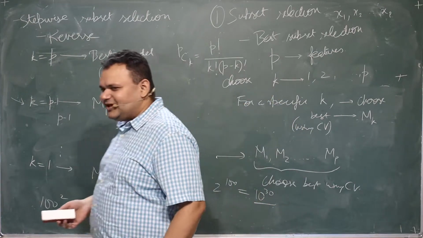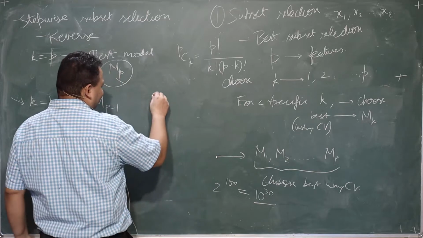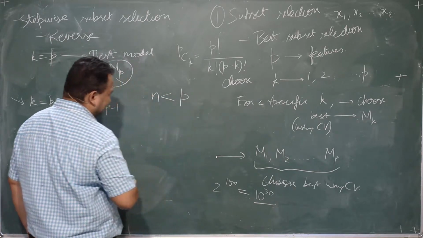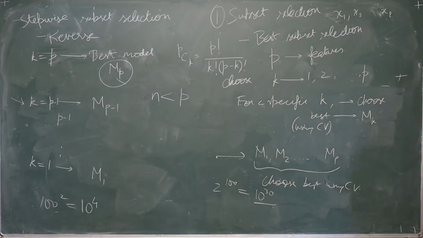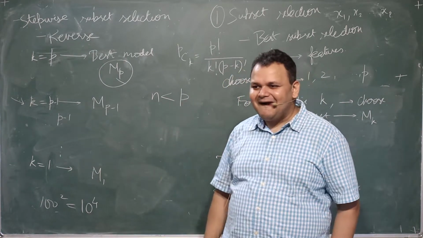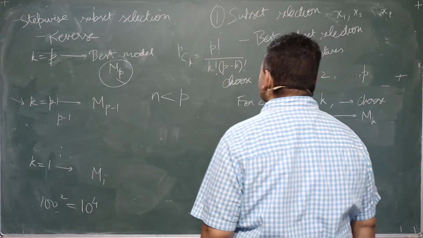डेटा सेट के साइज को देखें. Let us say we are trying to compare. So n is your data set size. Okay, if n is smaller than p, then do you see any advantage of using forward as compared to backward? If the number of data points in your data set is smaller than p, number of predictors, क्या होगा?